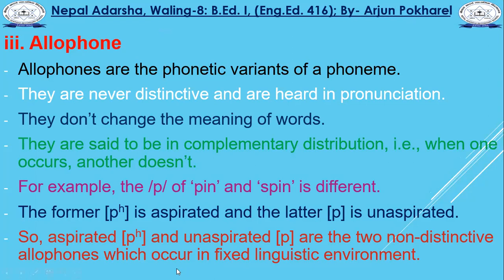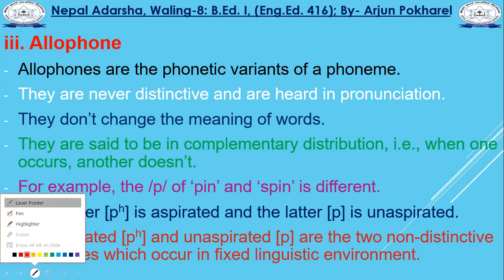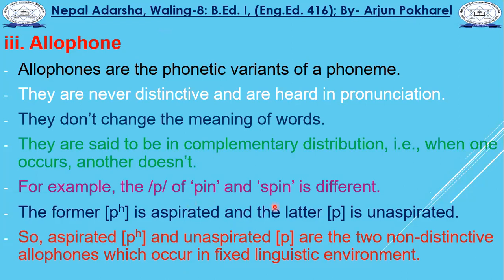That is how you can find out the linguistic environment. This p becomes aspirated word initially before a vowel. If p, t, k come after the s sound, or anywhere other than word initially before a vowel, then p is unaspirated. That's why they have a fixed linguistic environment. In this way we'll do allophone.